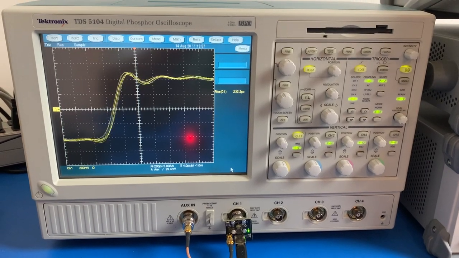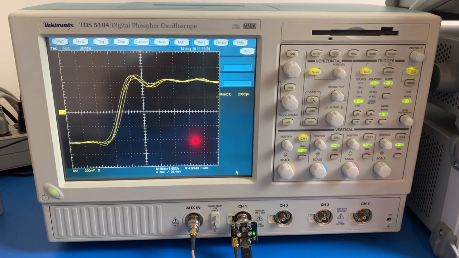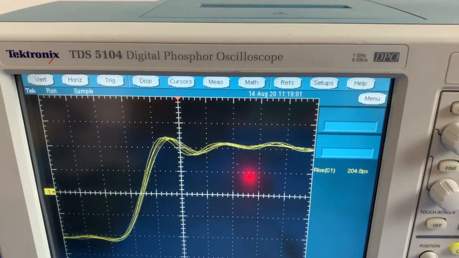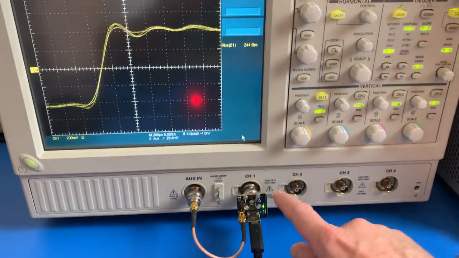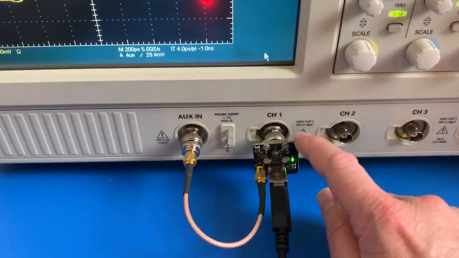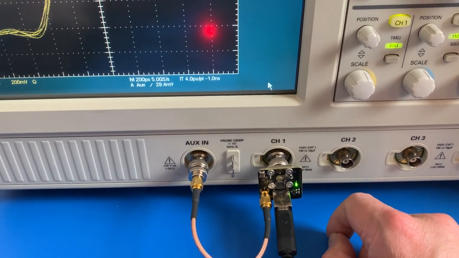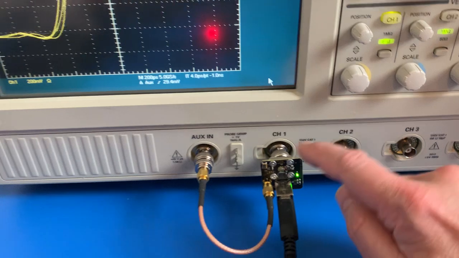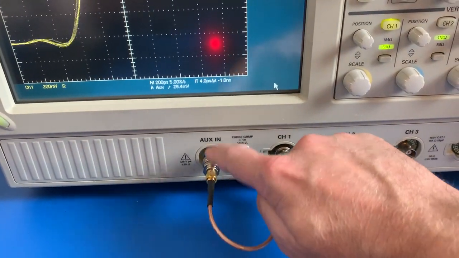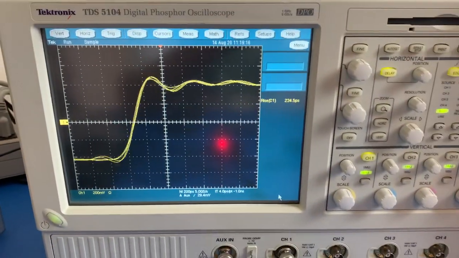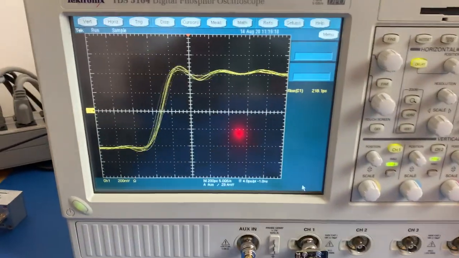Okay, so this is a demonstration of the equivalent time sampling feature on this TDS 5104 scope. And I have in the scope one of these Leo Bodner pulse generators. This particular one produces a rise time of about 32 picoseconds. And I have its trigger out hooked into this auxiliary line. And it's triggering on that auxiliary line right now.